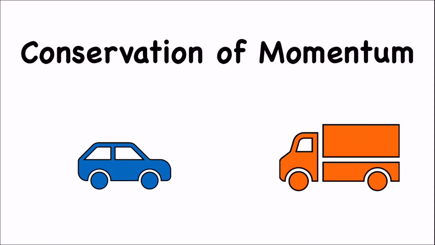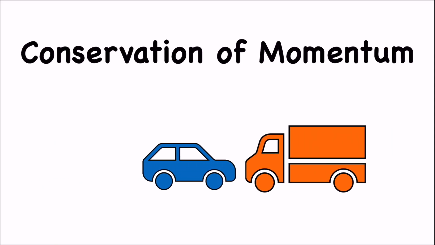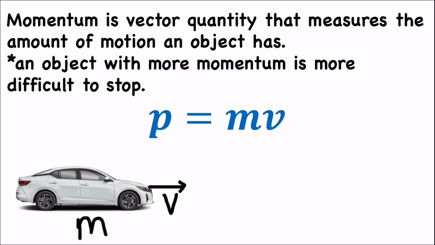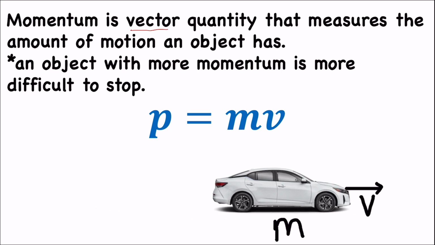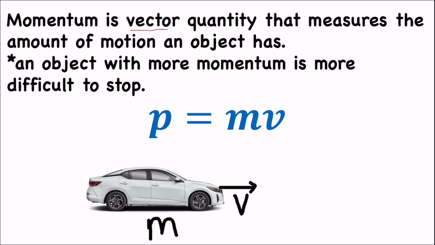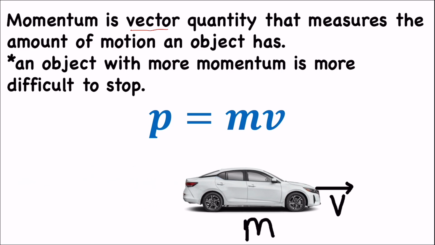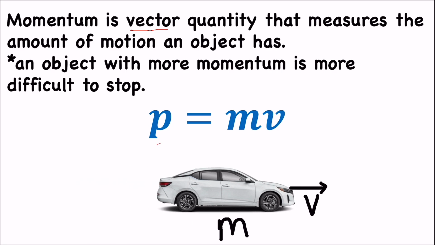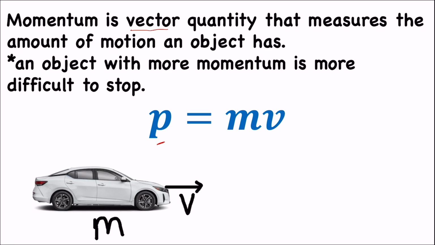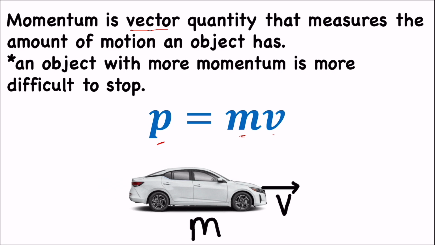All right, this is a look at the role conservation of momentum plays in collisions between objects. Just to recap, momentum is a vector quantity. The fact that it's a vector is important, and it measures basically the amount of motion an object has, which can be thought of as how hard it is to stop an object in motion. The letter for it is lowercase p, and it's equal to the mass of an object times its velocity.